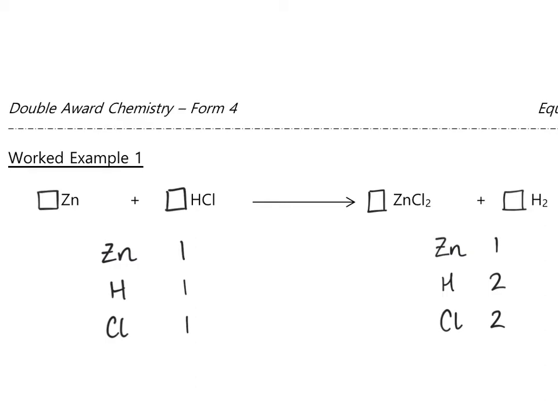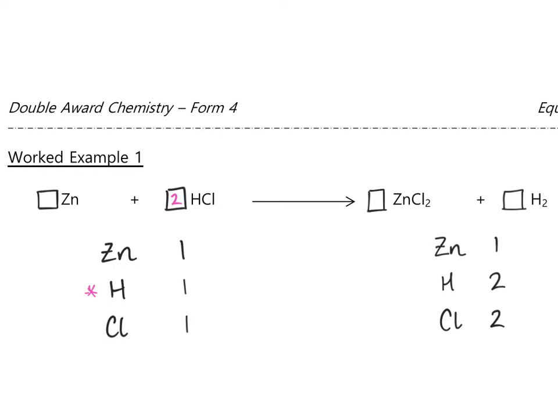Okay. So the first element I can see that's not balanced is hydrogen. So I think to myself, how can I balance that hydrogen? I've got 2 on the right, but only 1 on the left. How do I get 2 on the left? How I do that is I put a 2 in front of the HCl, because what that will do is multiply everything in that formula by 2, giving me 2 hydrogens.